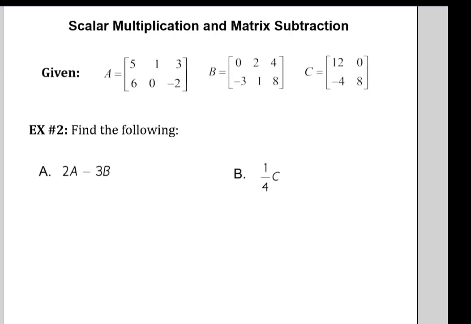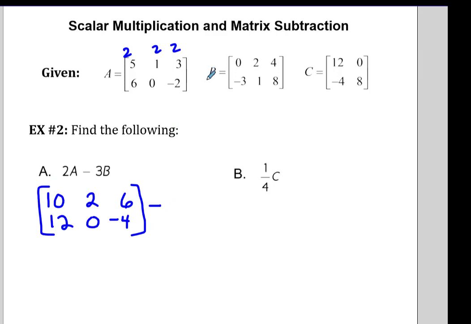So let's try a few scalar multiplications. Here we want to find 2A minus 3B. So looking at 2A, multiplying this matrix by 2, so I'm going to multiply every element by 2. We're going to have 10, 2, 6, 12, 0, negative 4 for 2 times matrix A. Then we want to subtract 3 times matrix B. So 3 times each one of these is going to give us 0, 6, 12, negative 9, 3, and 24.